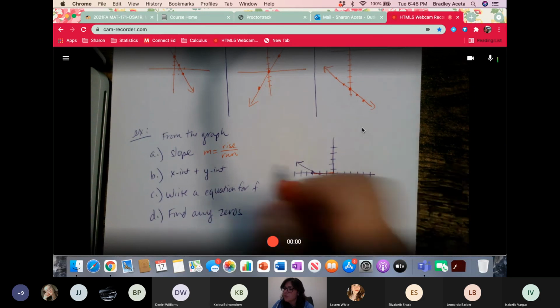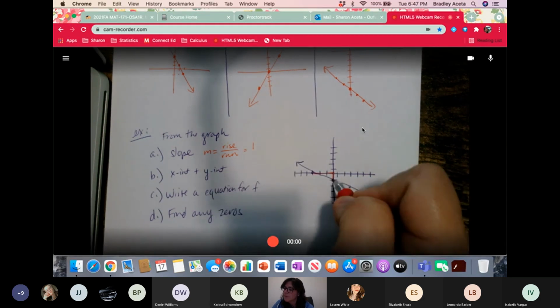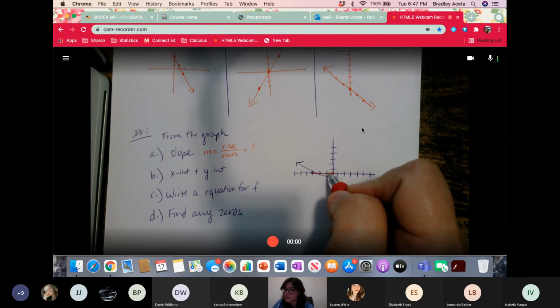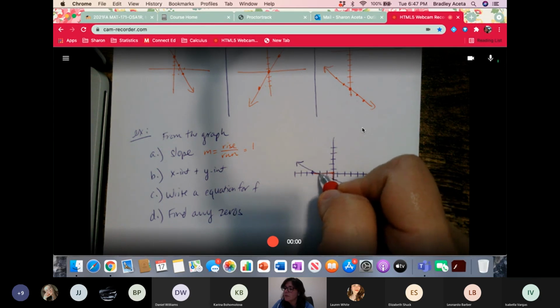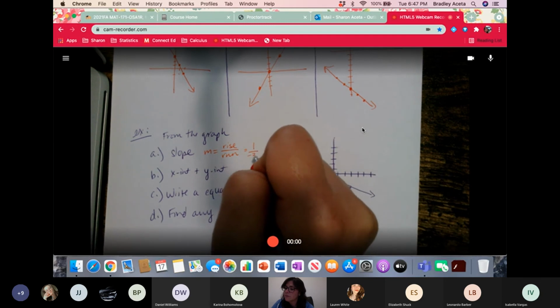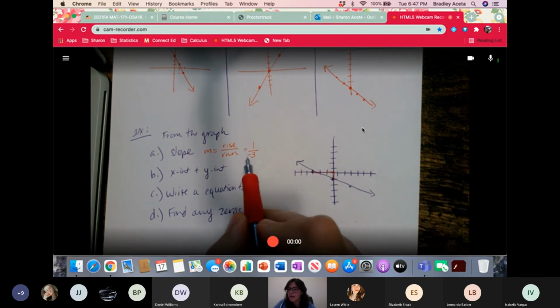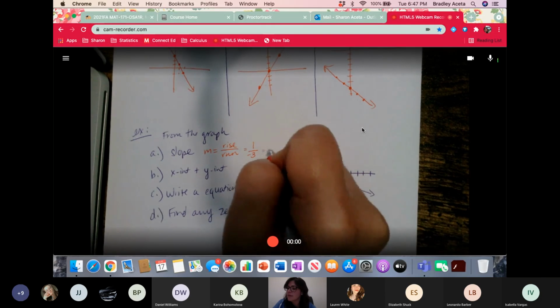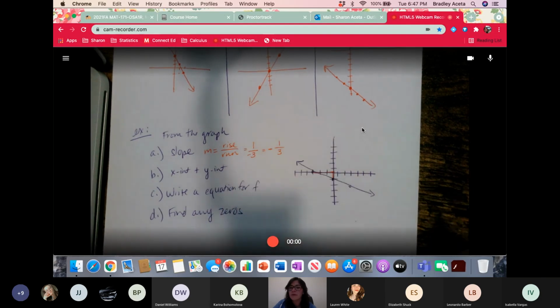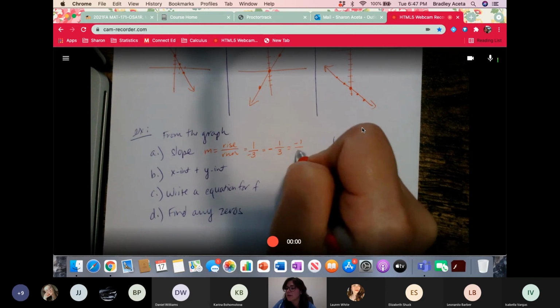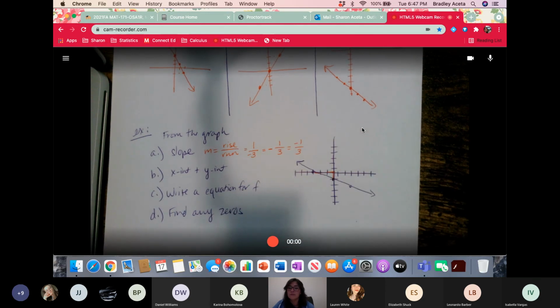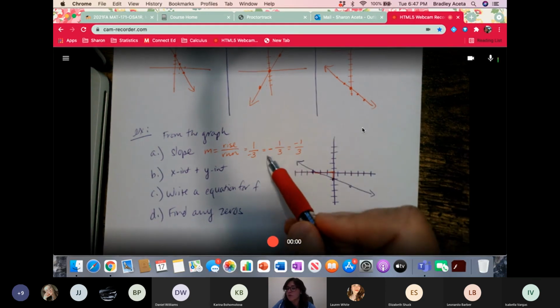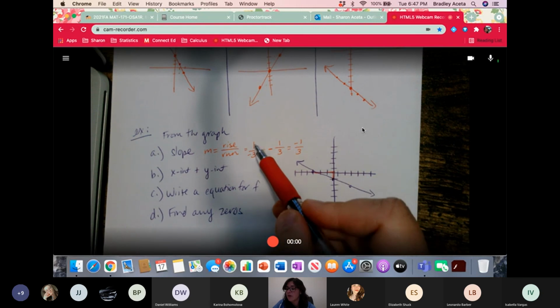So my rise looks like it's 1, but my run is left. Listen to what I'm saying direction-wise. I went up 1, and then I went left 1, 2, 3. So now I put that negative on the bottom, which really is the same as pulling it out to the front, which is the same as pulling it on top. These are all the same thing. This one is probably most preferred, having the negative out on the side, but they all mean the same thing.